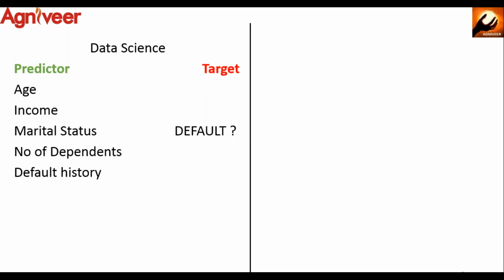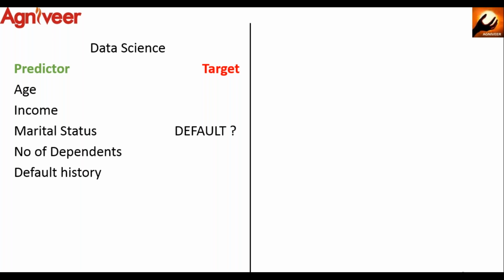So let's say I have certain variables which will help me to understand the profile of the customer, which is age, income, marital status, number of dependents. Is there any default history or not? There could be other variables like the credit score of the person and so on. These are just examples that I have provided. The list could go on. I could have many other variables which will help me to determine the target, that is, whether the person will default or not.